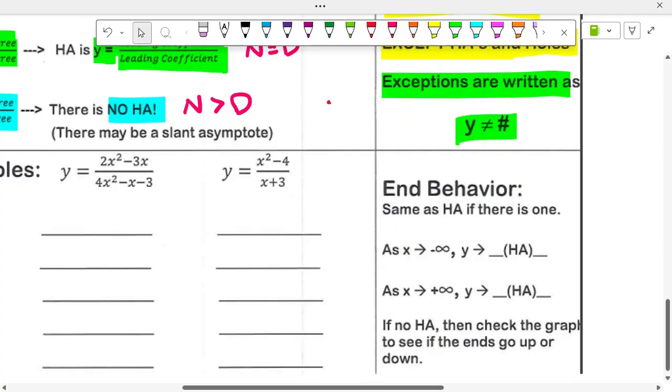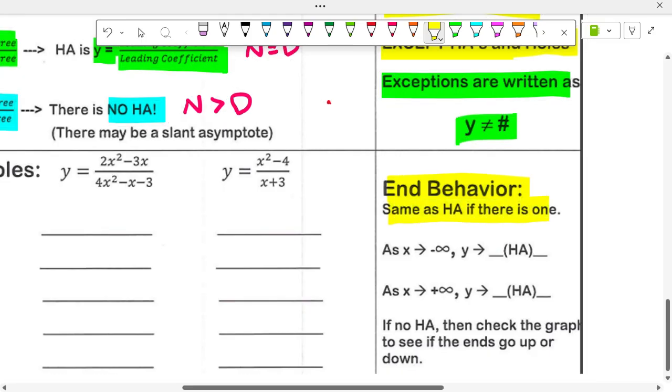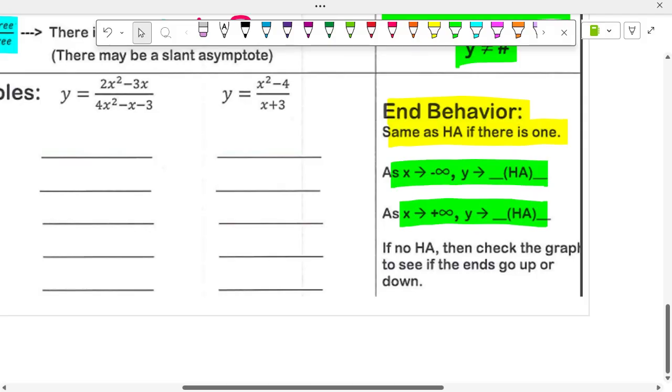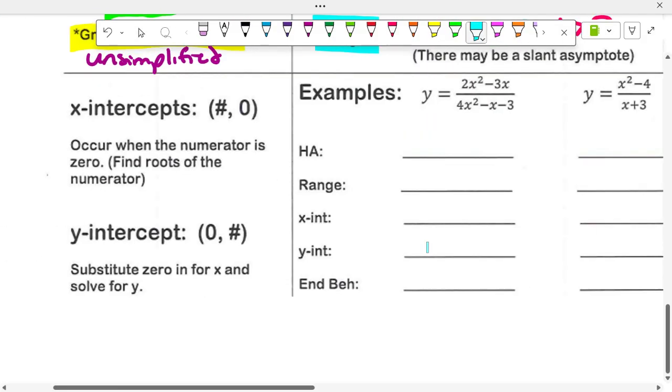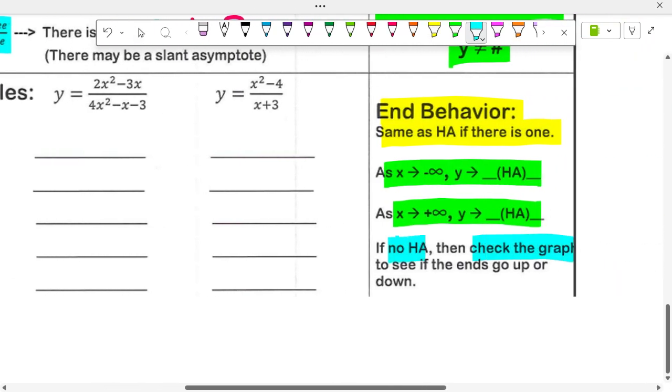Last thing, end behavior. End behavior is really easy. End behavior is the same as the horizontal asymptote if there is one. If there isn't, it's just like normal. All right. So as x approaches negative infinity, y approaches whatever the horizontal asymptote is. As x approaches positive infinity, y approaches whatever the horizontal asymptote is. And if there is no horizontal asymptote, you just check the graph to see if the ends go up or down.